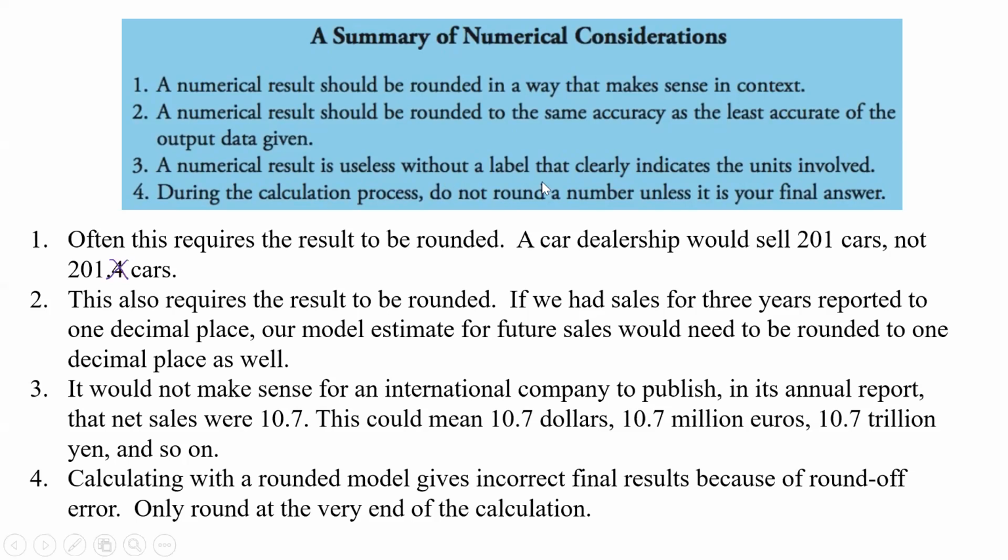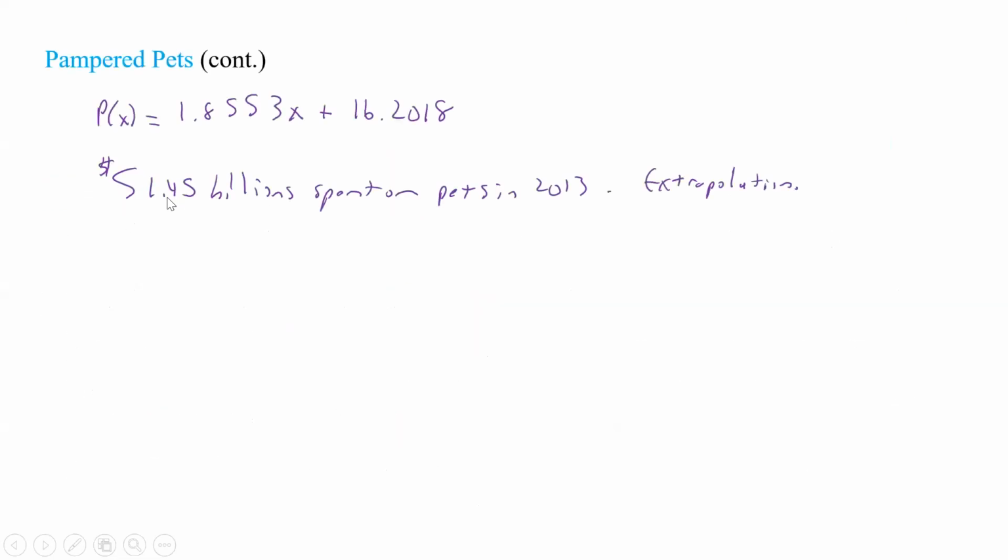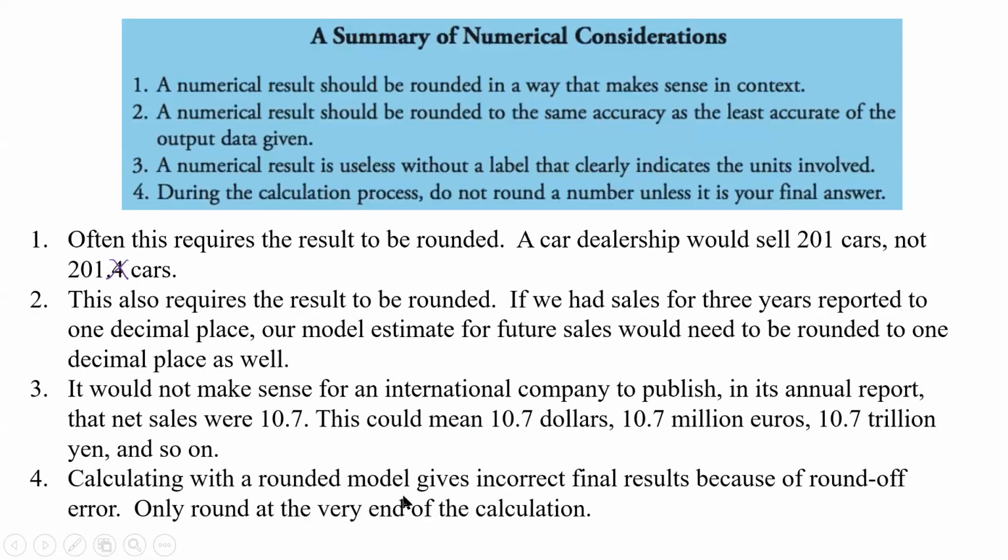And now the last one: during the calculation process, do not round a number unless it's your final answer. Calculating with a rounded model gives incorrect final results because of round off error. And so only round at the very end. And we saw that one was 51.45 using all the decimals, and when we rounded it, it was 51.54. So that's a key reason why we want to use the rounding here.